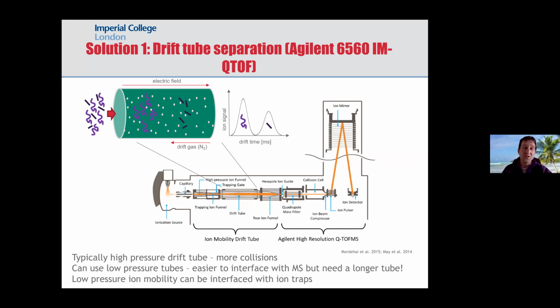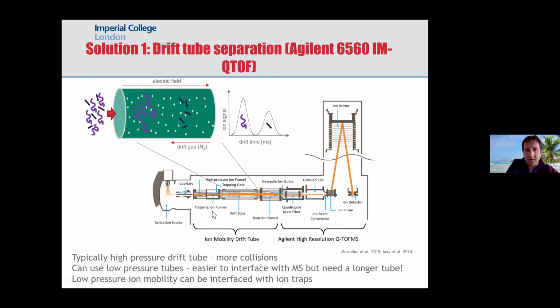One of the big advantages of the low pressure tubes is that you can interface that more easily with mass spectrometry, which of course is taking place in a vacuum. The downside of interfacing the low pressure tubes with mass spec is that you're going to need a longer tube. You'll have less collisions as your ion goes through that drift tube. So you need to make it longer in terms of getting those number of collisions in there.